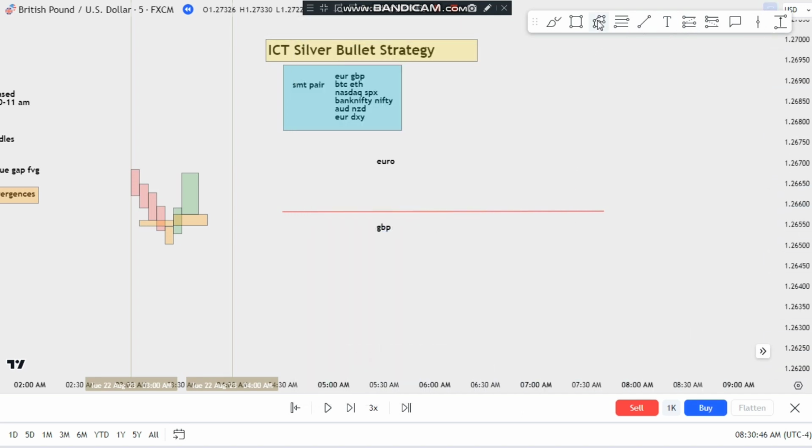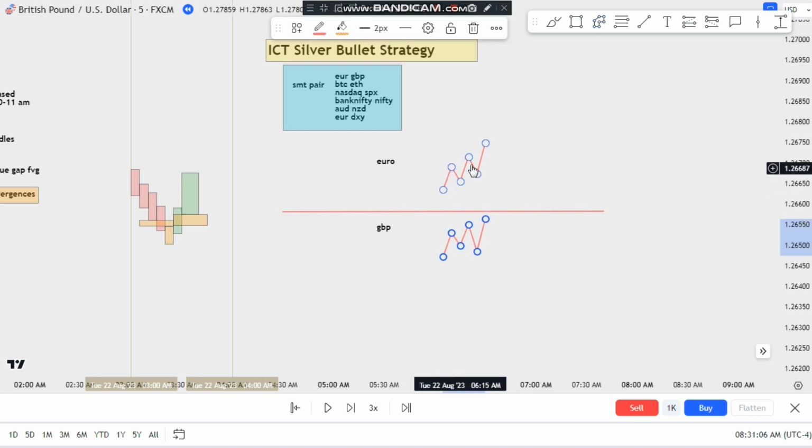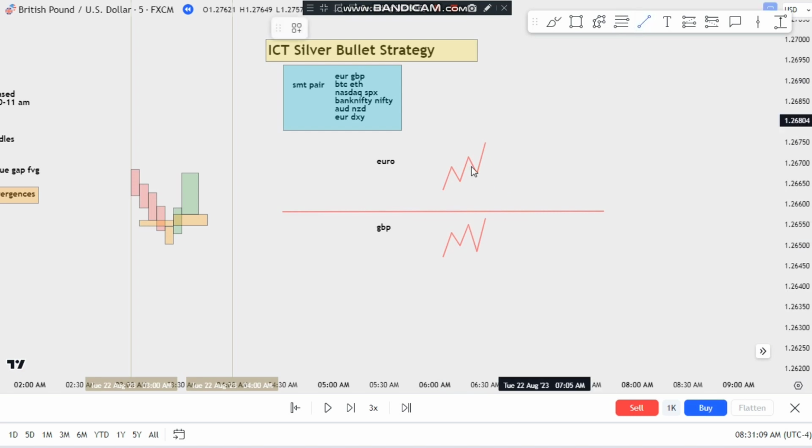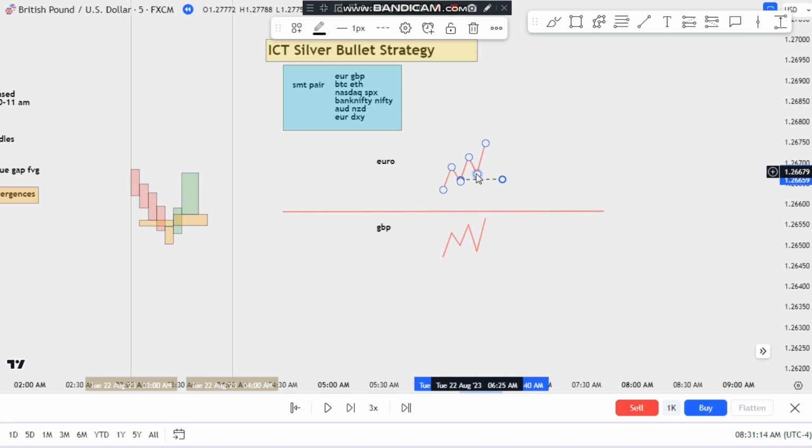Now, as I said, when the price of one pair goes up, the other one also goes up. Like this: if the euro is going up, the GBP will also go up. But you can see that both are going up, and here this was the low on the euro, so the euro didn't sweep this low. If you look at the GBP, it swept this low. So this is called SMT divergence.